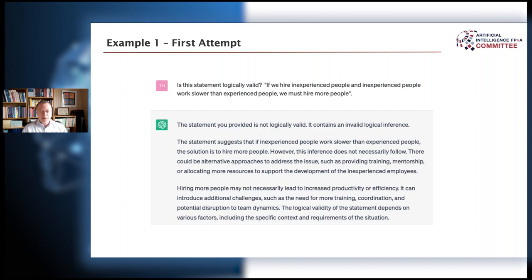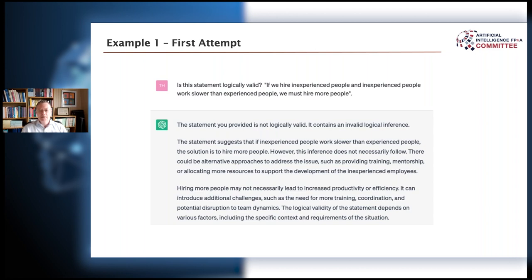But when we look at the answer in more detail, we see that we get this answer because the AI thinks that we are asserting that inexperienced people work slower than experienced people. While when we read this, we do not understand it that way. We understand it as a premise. So this is maybe just the first thing we have to think about when we're communicating with the AI, the clarity of the questions that we give it.